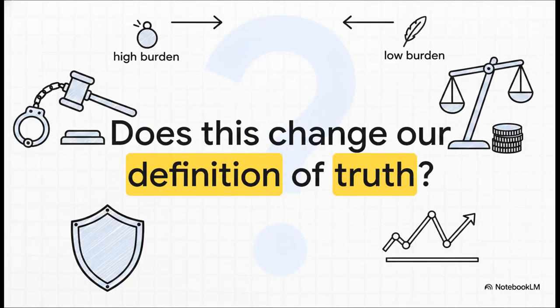Which leaves us with a really fascinating final thought to chew on. We've seen that the criminal path requires proof beyond a reasonable doubt, while the civil path only requires a balance of probabilities. So, does that difference actually change our whole definition of truth? Think about it. If something is highly probable in a civil court, it's considered true enough to cost you literally millions. But that exact same level of probability in a criminal court isn't true enough to send you to jail. It's a pretty powerful reminder that in the courtroom, truth is intricately tied to the path you're walking and the specific burden you have to bear.